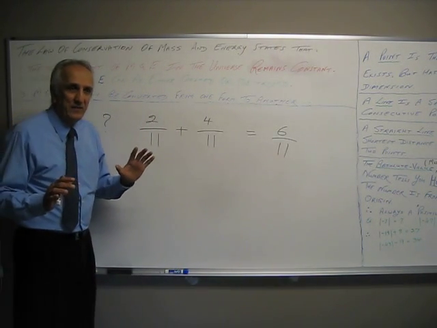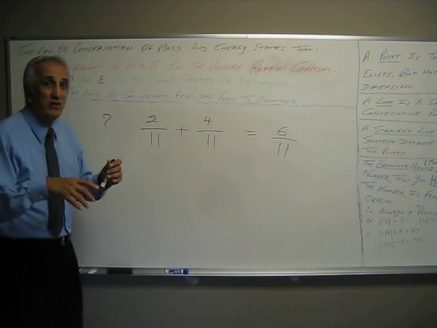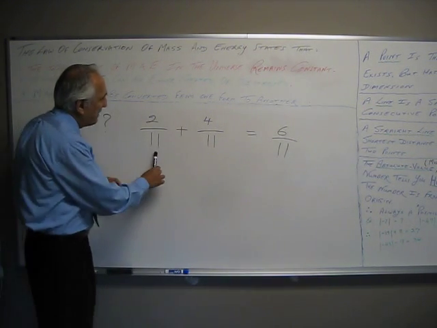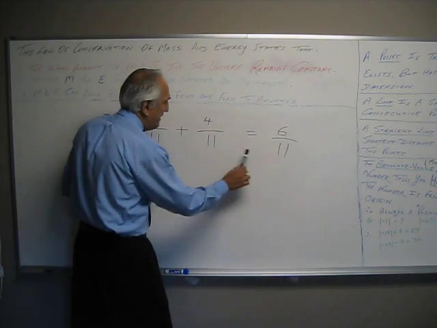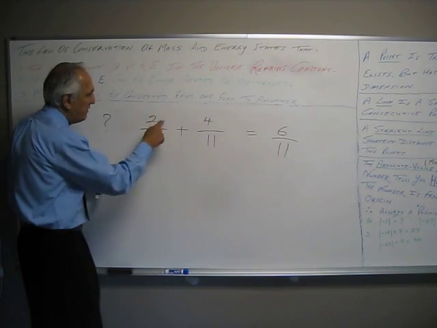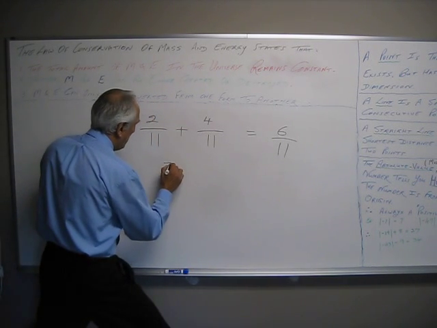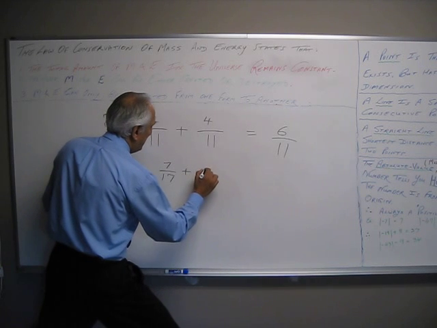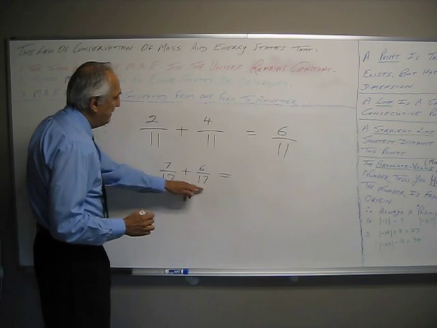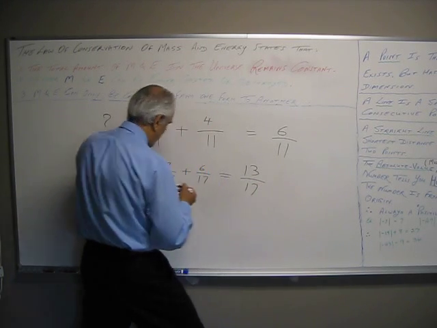In all of math, there are some situations called paradoxes, which means illogical situations. There's no explanation for them. For right now, please accept the situation that if the bottom number is the same, I simply retain the bottom number right here and add up the top numbers. So 2 11ths or 2 out of 11 plus 4 out of 11 gives me 6 out of 11. Let's take another one. 7 17ths plus 6 17ths. The bottom number is the same, simply add up the top numbers. 7 plus 6 is 13 out of 17.